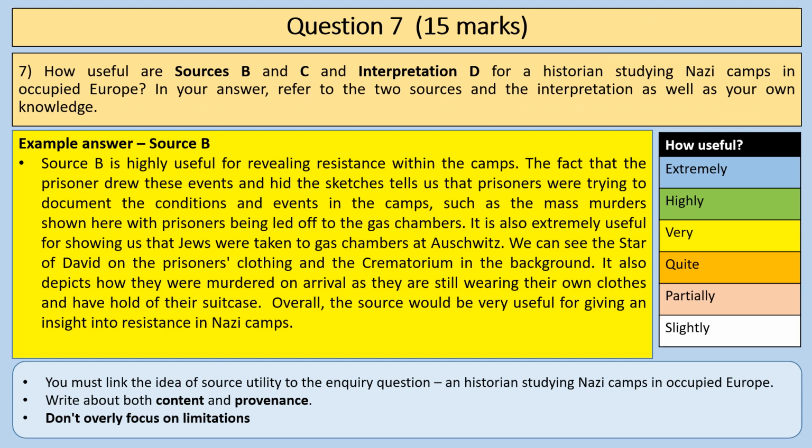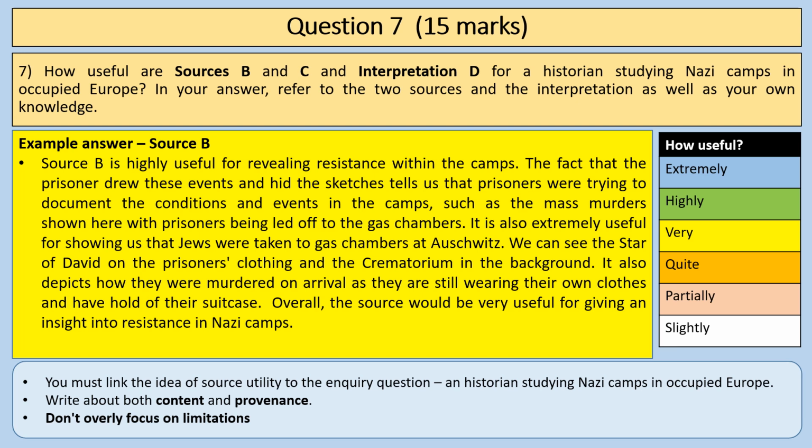Now, to get that good analysis in there, it's good to think about an extent and a how-useful type approach to the question. So you might say something like, source B is highly useful for revealing resistance within the camps. The fact the prisoner drew these events and hid the sketches tells us that prisoners were trying to document the conditions and events in the camps, such as the mass murders shown here with prisoners being led off to the gas chambers.